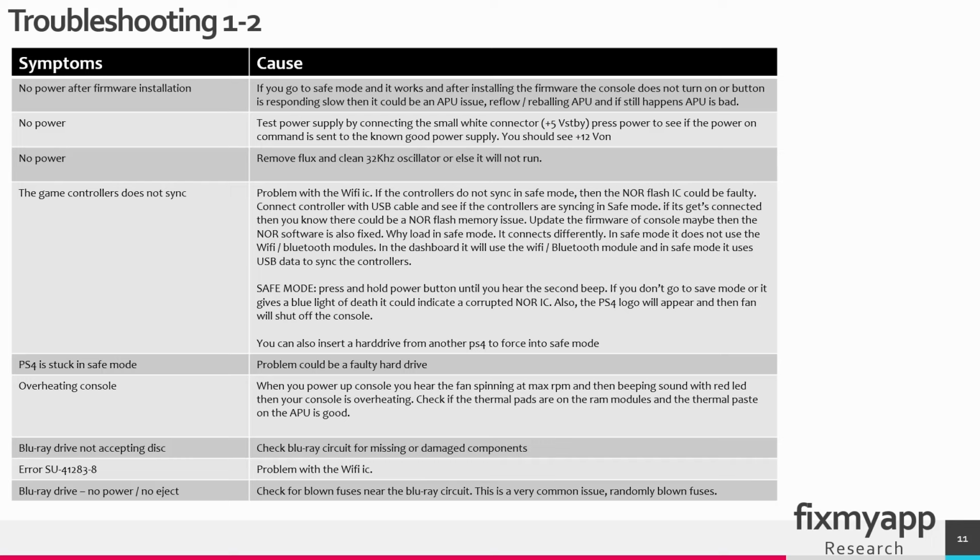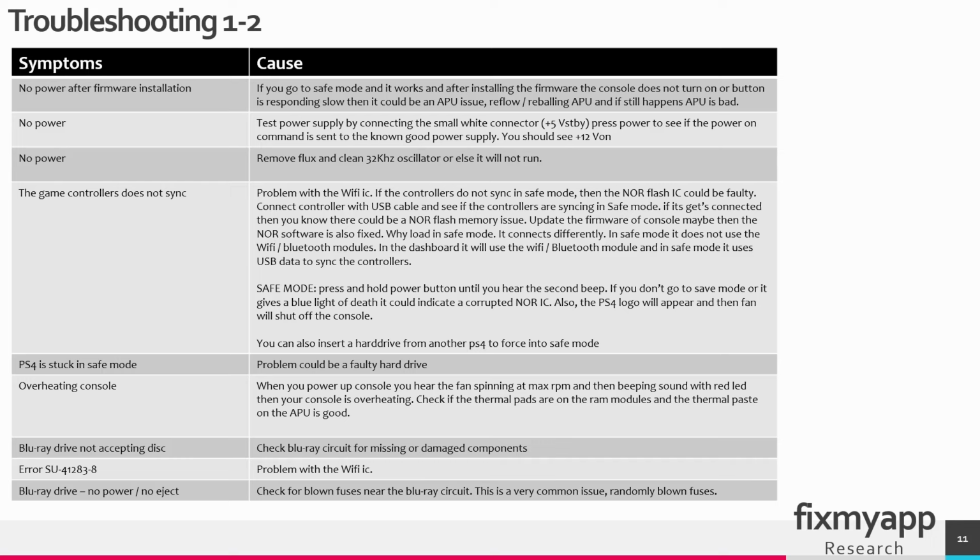then you have a bad APU. When you have a no power symptom, you have to test the power supply. You can connect the white connector to the 5V standby connector, press power on the console. The power on command will eventually go to the power supply and that will generate the 12V power on.